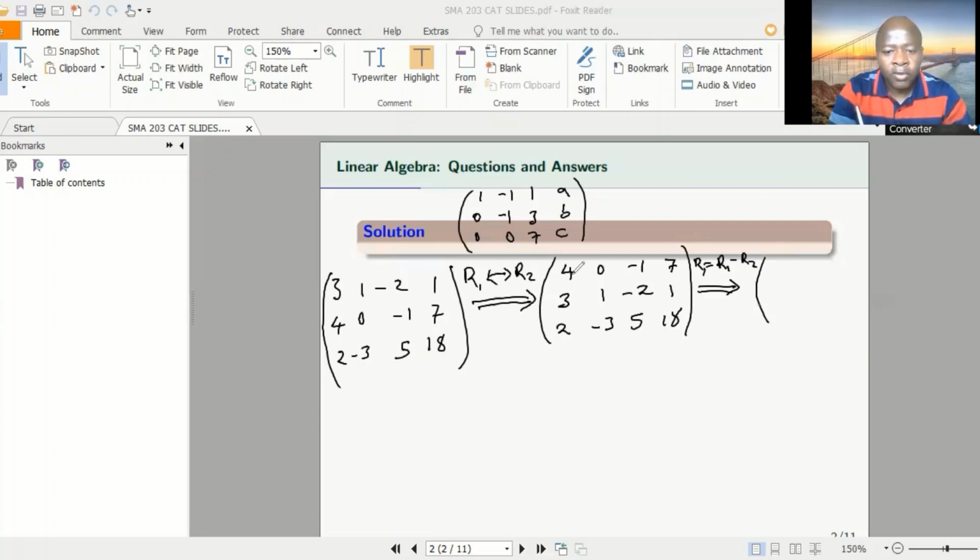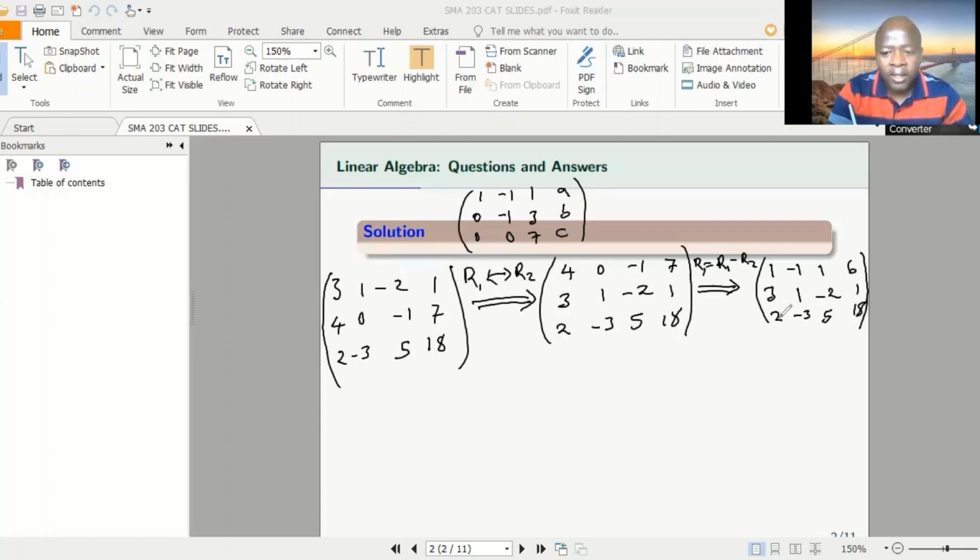Now, so 3 from 4 will be 1. 1 from 0 will be -1. -2 from -1 will be 1. And then 1 from 7 will be 6. So you can see again that has given us what we want in the first row. Now, so the second row remains the way it is, which is 3, 1, -2, 1. And the third row remains the way it is, and that is 2, -3, 5, 18.